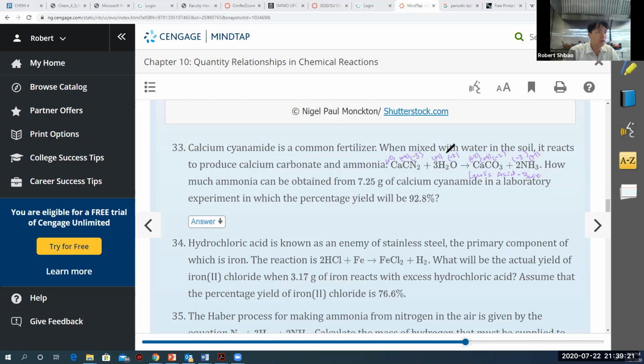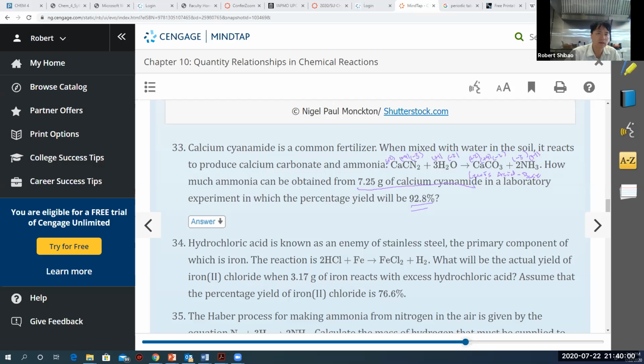So how much ammonia can be obtained? We're going to start off with 7.25 grams of calcium cyanamide, this stuff here, in a laboratory in which the percentage yield is known. Sometimes you do this reaction over and over and you always lose a little bit, a consistent amount. So they're predicting they're going to lose 7.2%, and they're only going to recover 92.8%. And so they're asking how much is going to form from that.